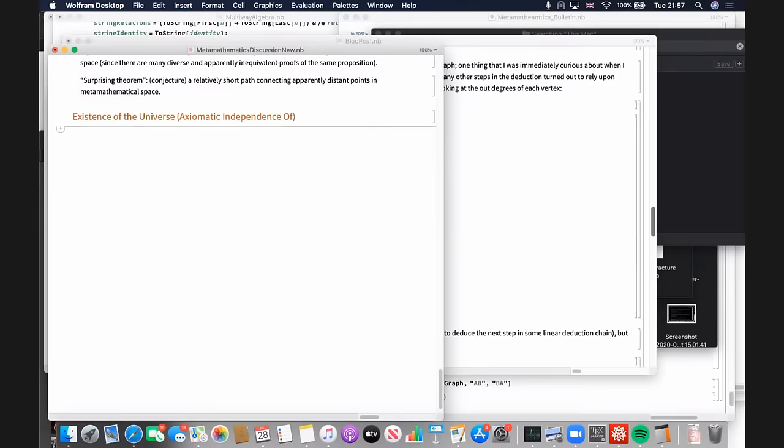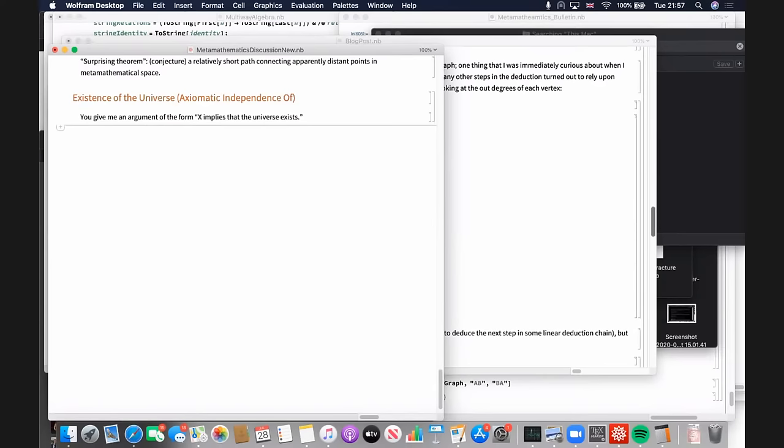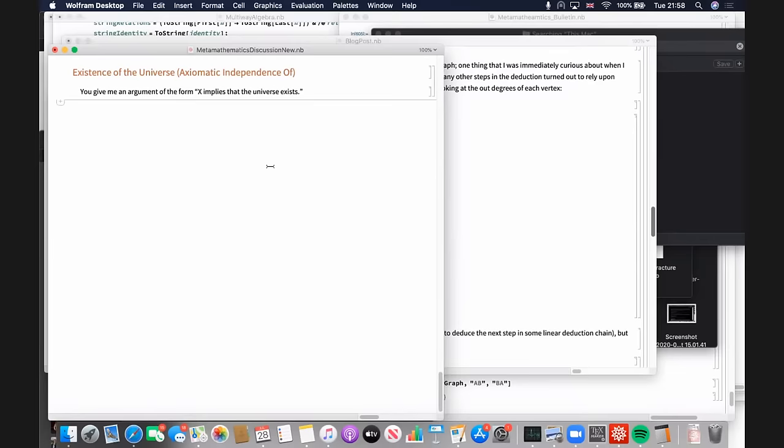Okay. So if you say something like, you give me an argument of the form: X implies that the universe exists. That would be an explanation. Yep. So how do I go about verifying whether or not that's true? The reason I think it's useful to discuss this now is that it's exactly this model verification question. There is a universe out there and there is the universe referenced in your argument, which is a model of the actual universe, but how can I confirm that they are isomorphic?